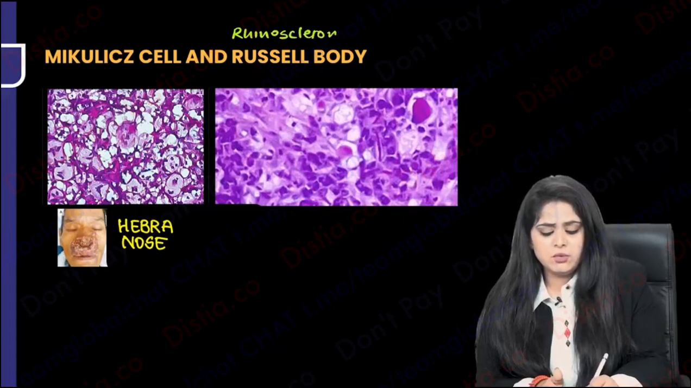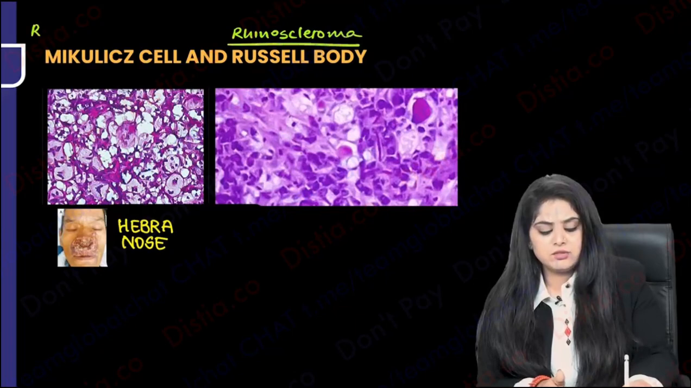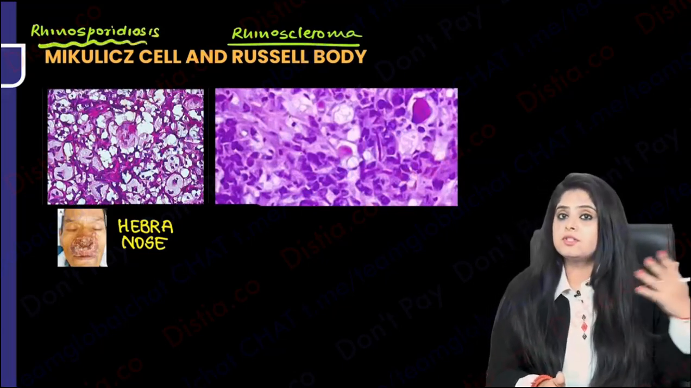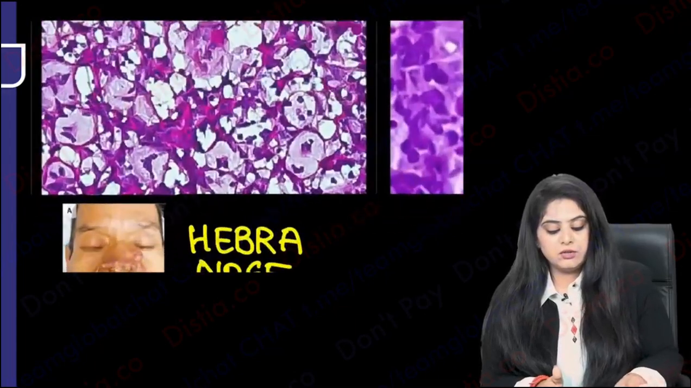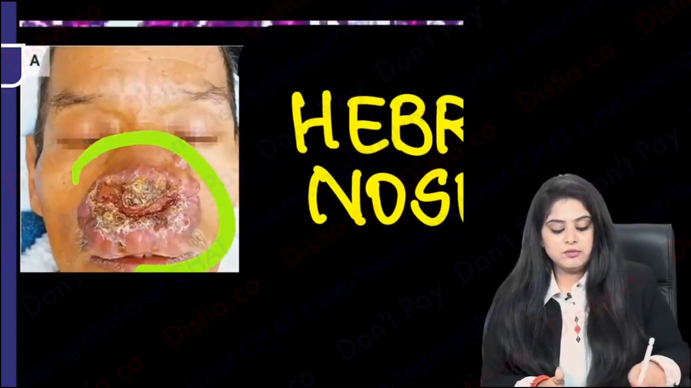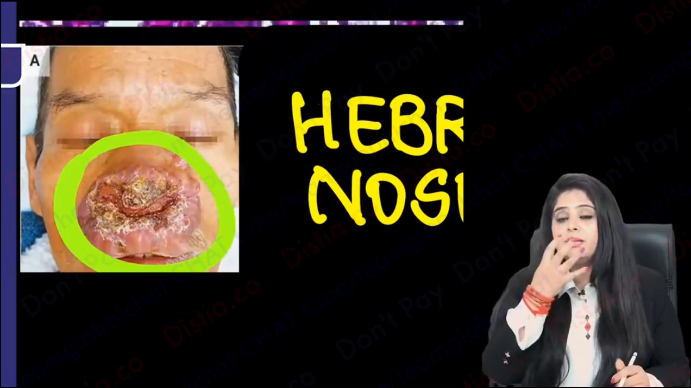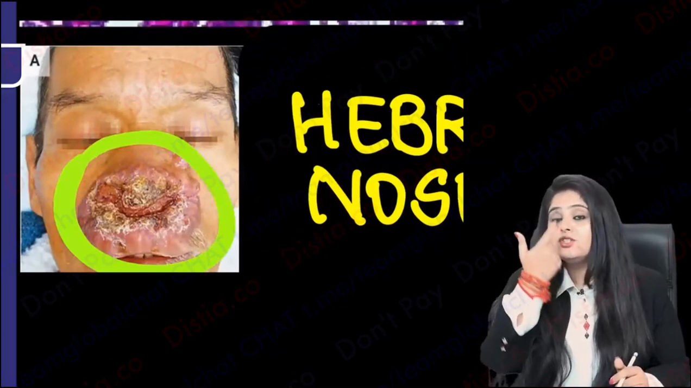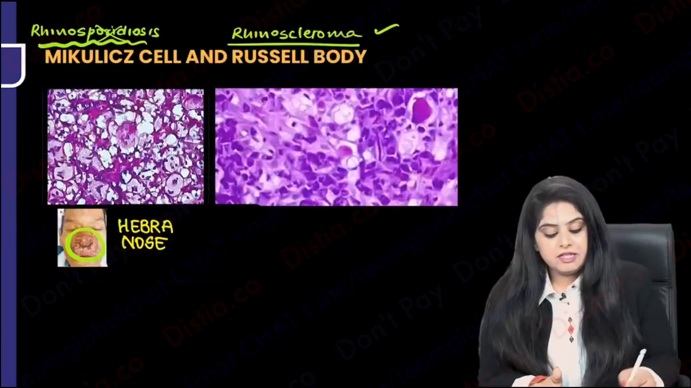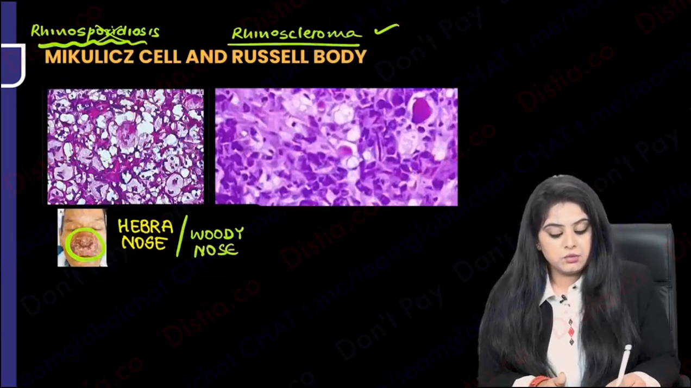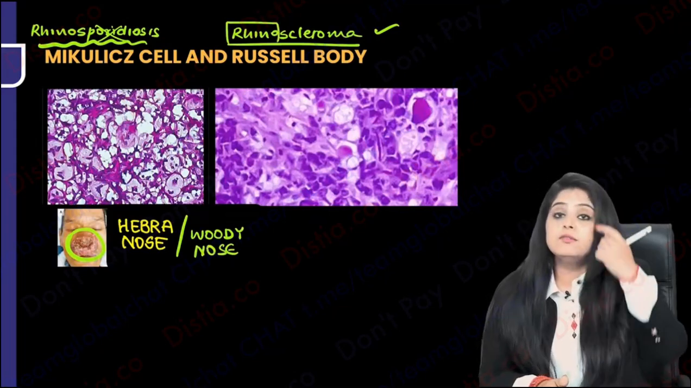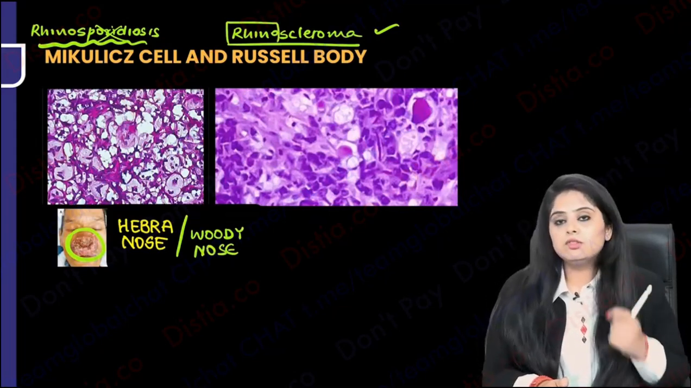Please, in the exam when you go, don't confuse this with something else known as rhinosporidiosis. Rhinosporidiosis is totally different. I had studied that under the fungus chapter. Here I'm talking about rhinoscleroma, and that shows you this kind of a nose. Can you see? Initially there's a woody nose, that is how you describe it. It's woody, but after some time the entire nasal cartilage goes back, the soft palate, everything is destroyed. So you can call it a woody nose, or you can also call it the Hebra nose. Rhino tells you it is the nose. So woody nose or Hebra nose.